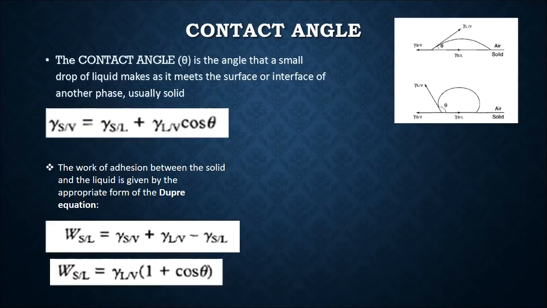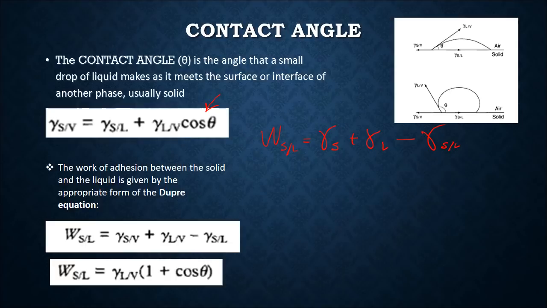To recap, the contact angle is the angle that a small drop of liquid makes as it meets the surface or interface of another phase. If you still remember, this is the Young-Dupré equation. Since contact angle is closely related to surface tension, and surface tension is also closely related to the work of adhesion and work of cohesion, from our previous lecture, the work of adhesion between solid and liquid equals the new surface generated minus the initial surface. So the new surface is the surface tension of the solid plus the surface tension of the liquid, minus the interfacial tension of solid-liquid.